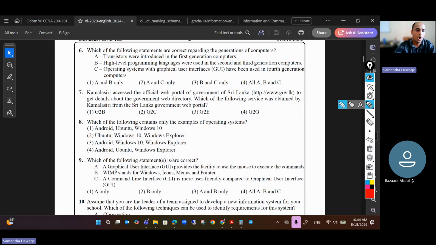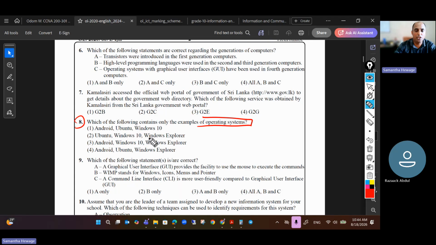That's all. Okay, question number 8, Pute. Which of the following contains only examples of the operating system? Okay, just try this out. What would be the answer? First one, because the other answers have Windows Explorer, which is not an operating system.